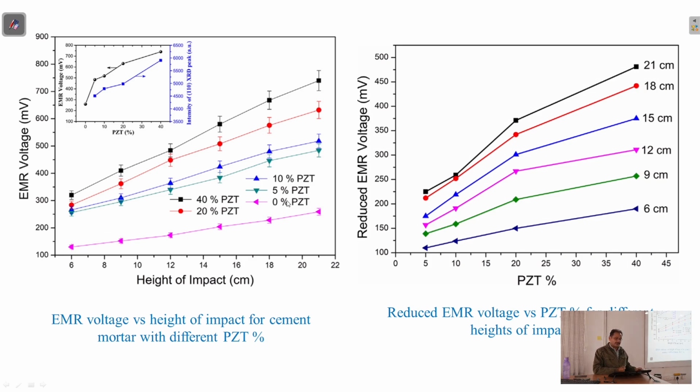But if we add 5% PZT, this is quite a noticeable change. As you add 5% PZT, from here we reach up to this point, so a sudden increase is obtained. So of course using PZT or any other piezoelectric material can in any case enhance the signal obtained to a great extent. This is close to 2.5 times, even at the height of 6.5 centimeter, as you can see.